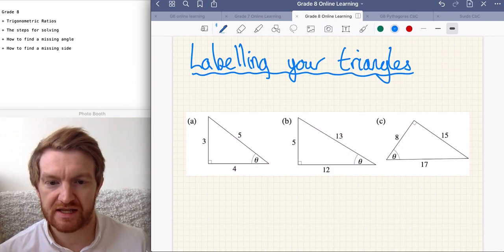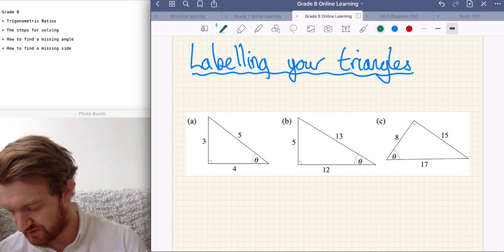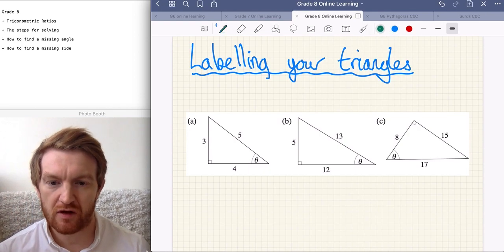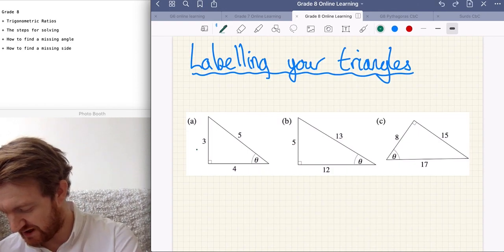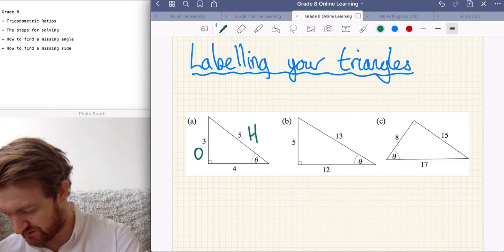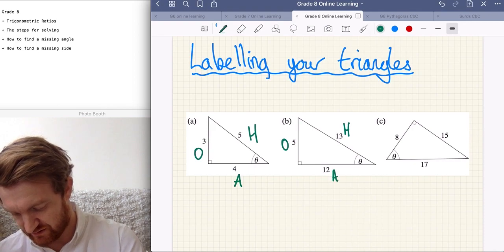Sometimes we'll have a question like this. Hopefully you'll all recognize some of these triangles from our Pythagoras. And again, we can label them. Even though we know them, we can still label them with their sides. There's our angle, so we say opposite, hypotenuse, and adjacent. We say opposite, hypotenuse, and adjacent. Look opposite over there, adjacent, and hypotenuse.